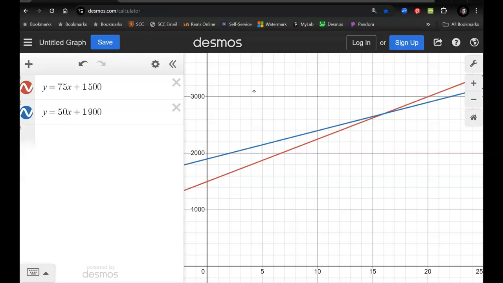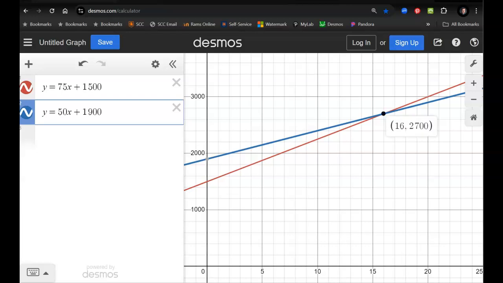However, we reach a point where the two lines are equal, where they intersect. At that point, it really doesn't make a difference which option we pick. They're both costing the same thing. And if we touch that, we should be able to see what that point is. So you can see after x being 16, and remember x was years, so after 16 years, they're both going to cost us $2,700. If I go beyond that, however, option A becomes more expensive.